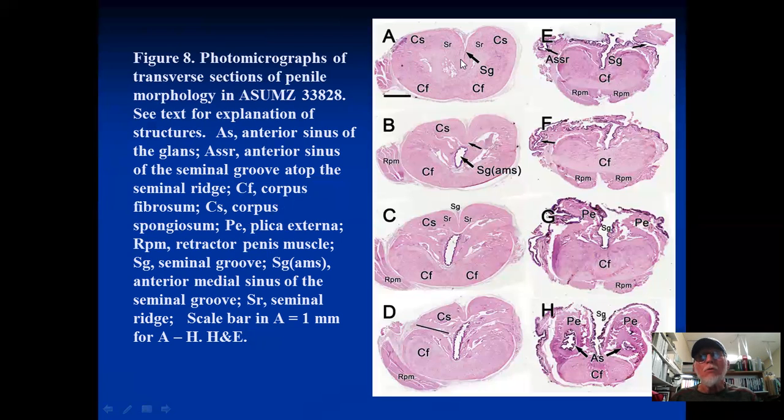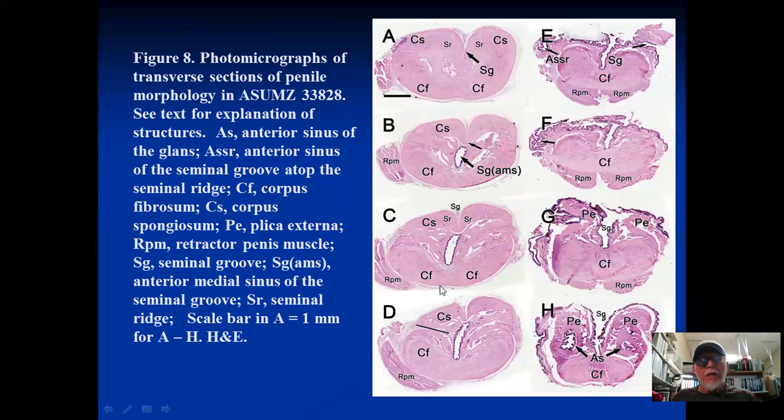And here is a seminal groove, and the groove will be important as we move on to the next few sections. What we find in B here is an anterior extension of the seminal groove, and it is termed the anterior sinus of the seminal groove. This is a new structure which I discovered was not present in other descriptions of kinosternid turtles. Now we can also see it here expanding and getting larger.